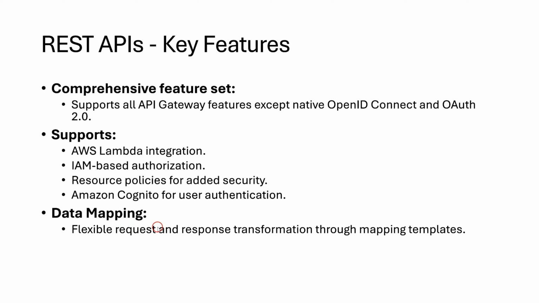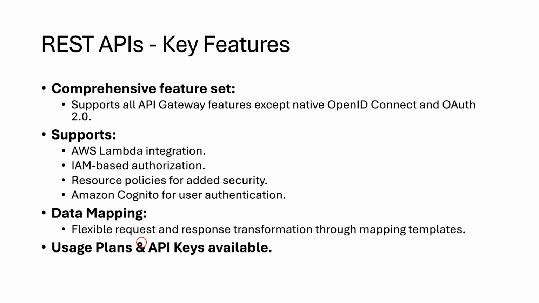Okay, with mapping templates, you can use data mapping here. So you can do response transformation and request transformation. Okay, and they can offer usage plans and API keys for monetizing APIs. So unlike HTTP APIs, REST APIs offer usage plans and API keys, which help us to monetize our APIs, as we discussed in the previous sessions.